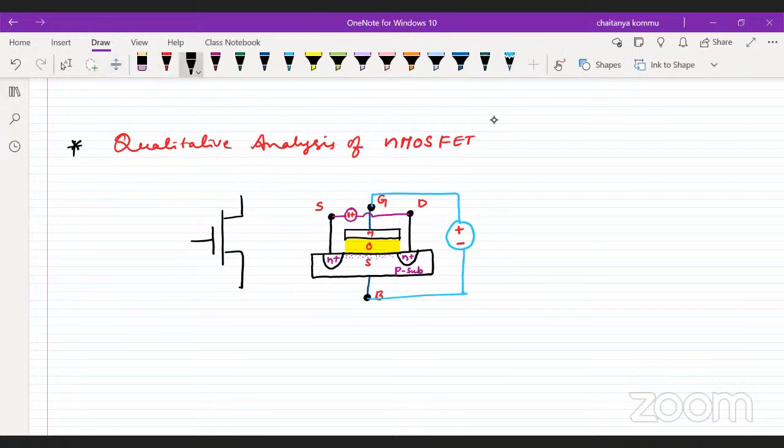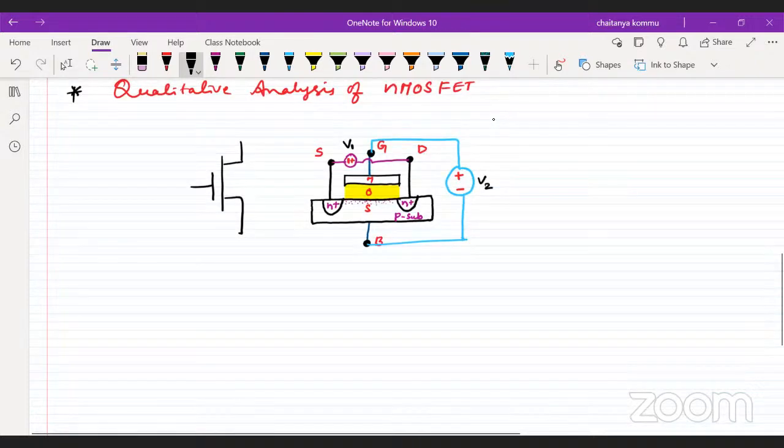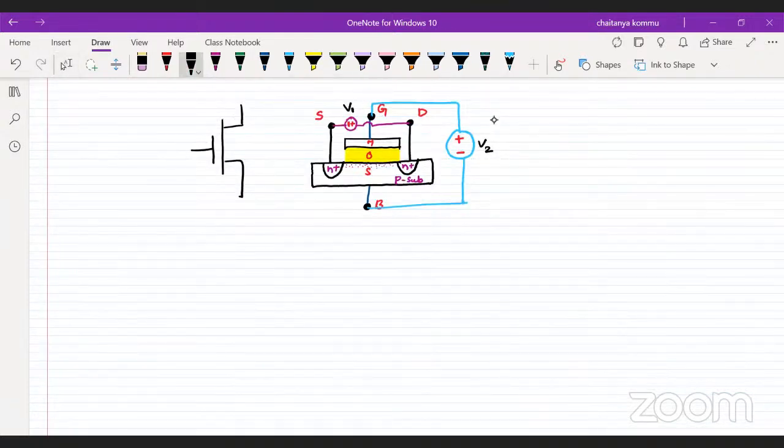Some voltage is applied here, suppose some V1, for example, and this is V2. But specific names we have not given, so let us consider it once again. What do you mean by V1 here? V1 stands for the voltage difference between, sorry, the drain and source. Don't confuse, this is the drain, this is the source.